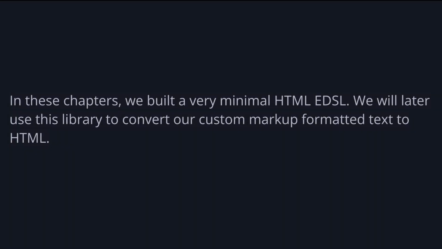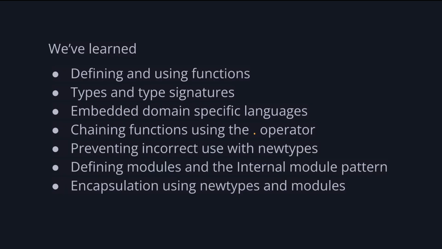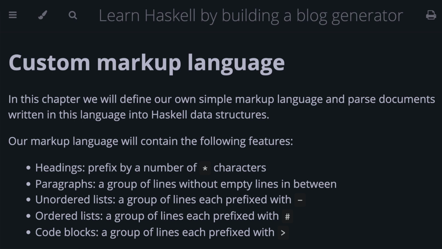In these chapters, we built a very minimal HTML EDSL. We will later use this library to convert our custom markup formatted text to HTML. We've also learned about defining and using functions, types and type signatures, embedded domain-specific languages, chaining functions using the dot operator, preventing incorrect use with newtypes, defining modules and the internal modules pattern, and encapsulation using newtypes and modules. In the next part, we'll define a simple markup language and parse documents written in this language into Haskell data structures.